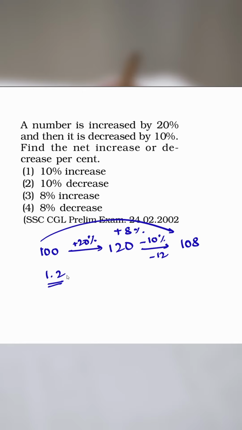Instead of doing that, you could just go, it's 1.2 times a decrease of 10% would be 0.9, that is 1.08. So it's a net positive increase of 8%.